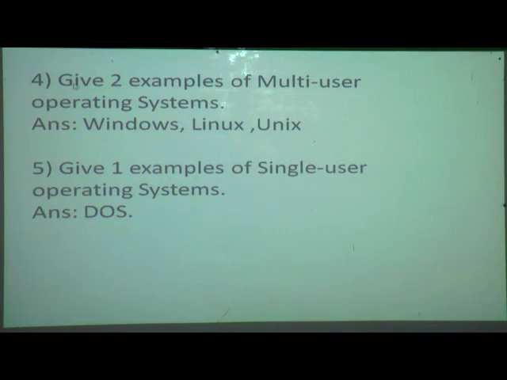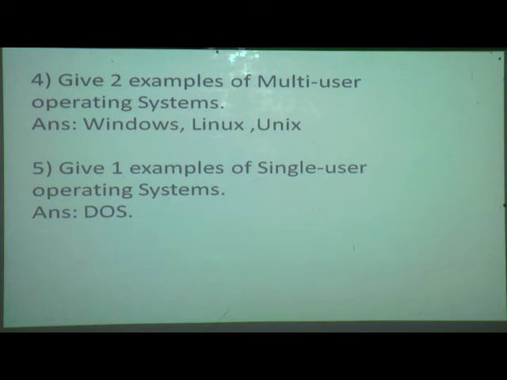Now, second last question. Give two examples of multi-user operating system. Multi-user operating system: Windows, Linux and Unix.